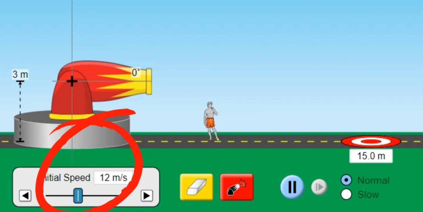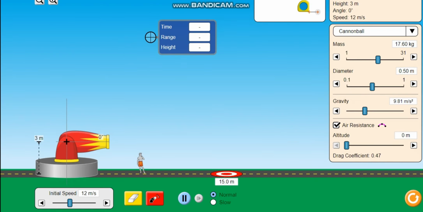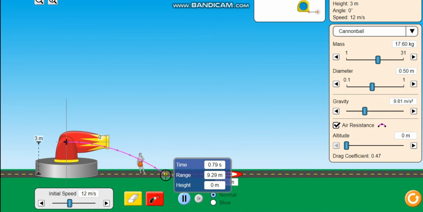I've set the initial velocity of the cannonball to 12 meters per second, and the gravity to 9.8 meters per second squared. We'll start by launching the cannonball at a 0-degree angle. At 0-degree angle it covered the distance of 9.29 meters.